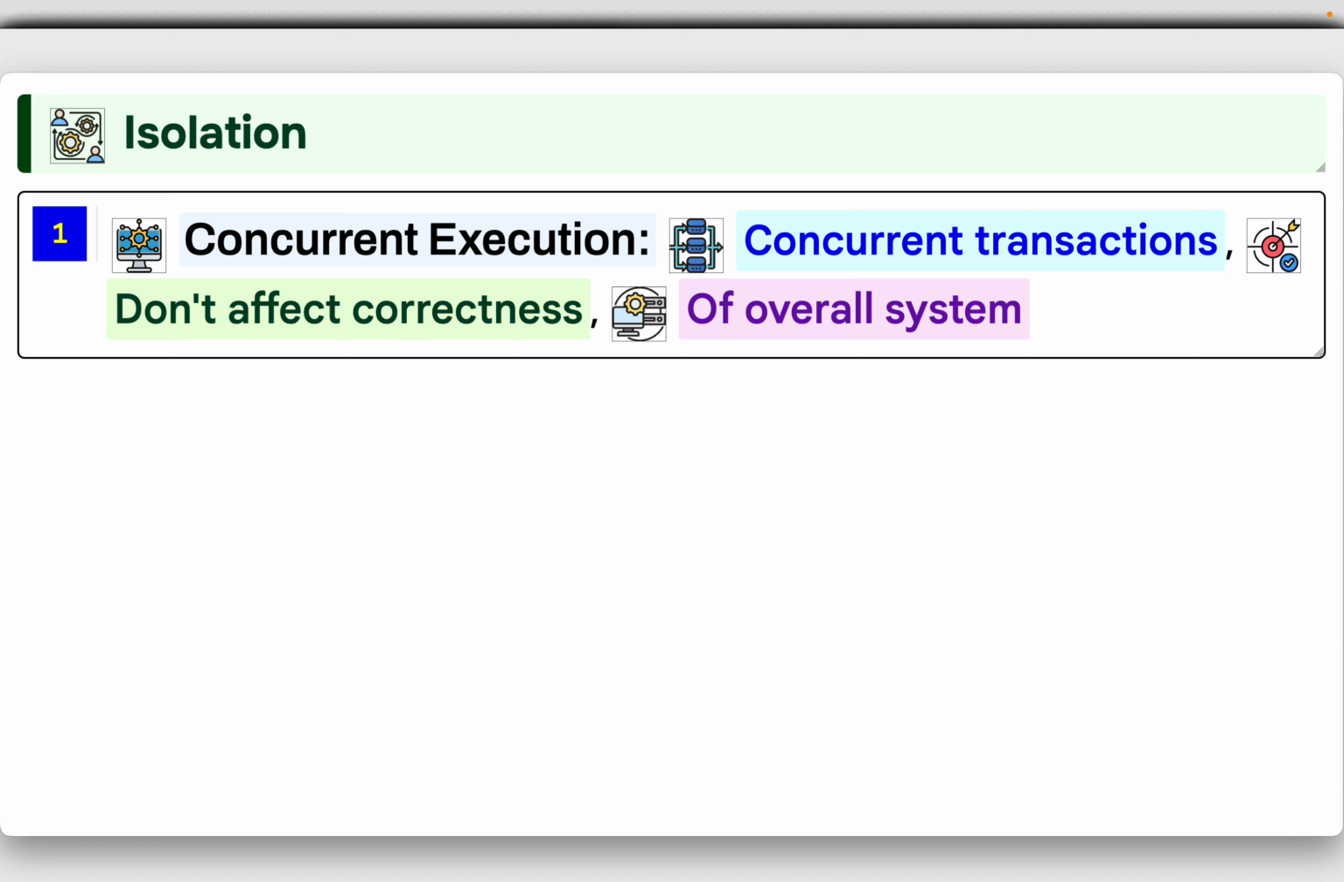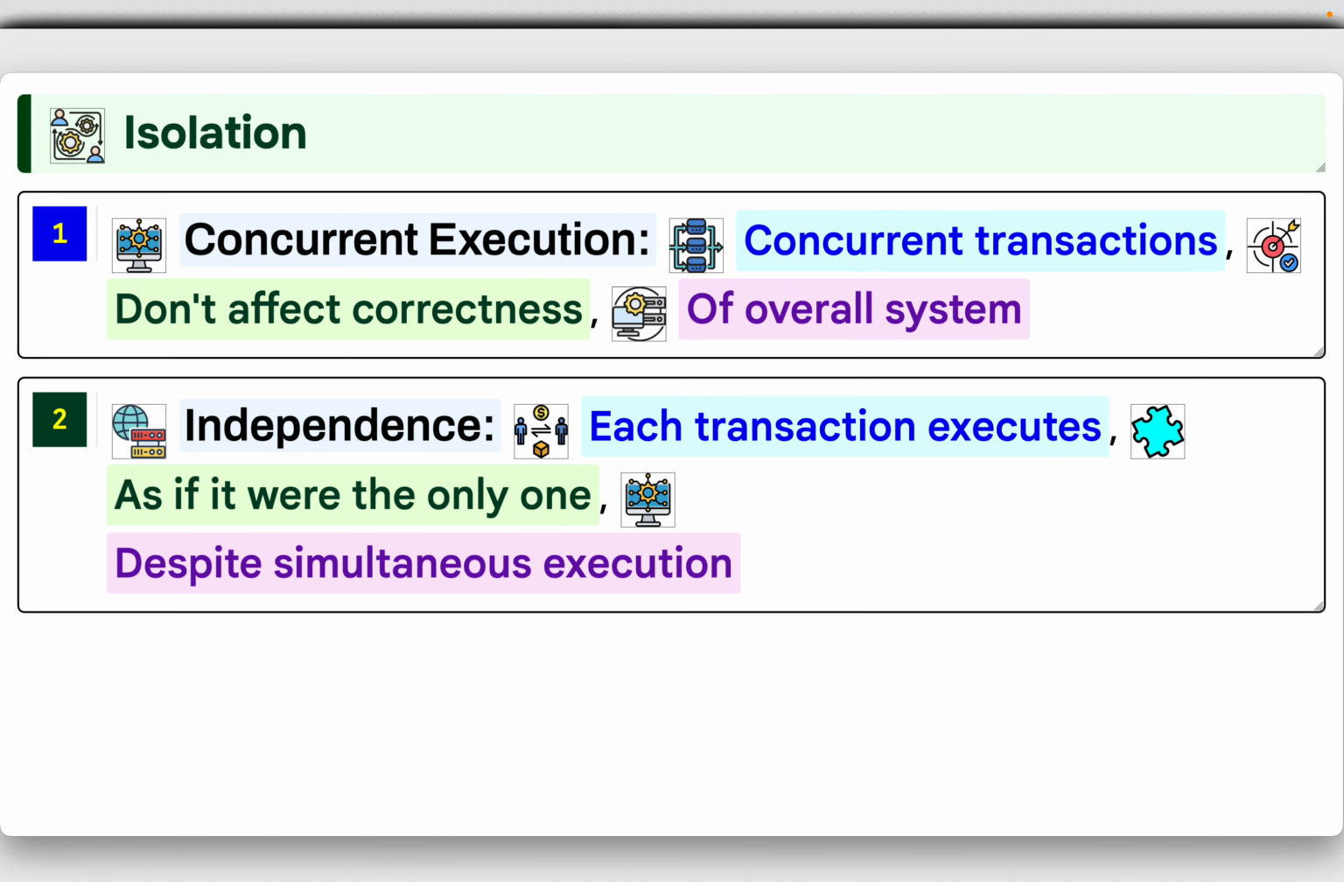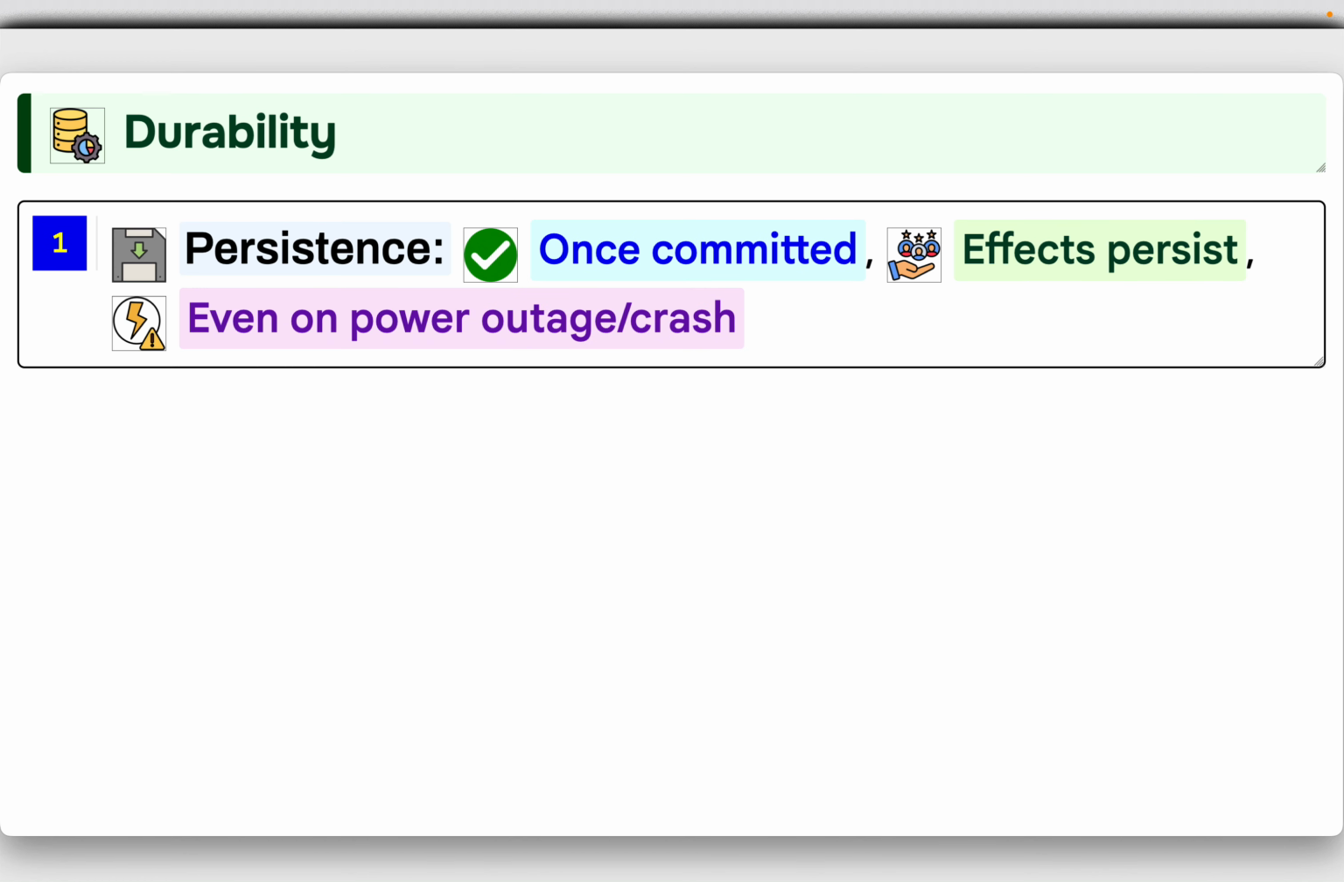Next, we have isolation. This property ensures that the concurrent execution of transactions does not affect the correctness of the overall system. Each transaction should execute as if it is the only transaction being executed, even though other transactions may be executing at the same time. Next, we have durability.